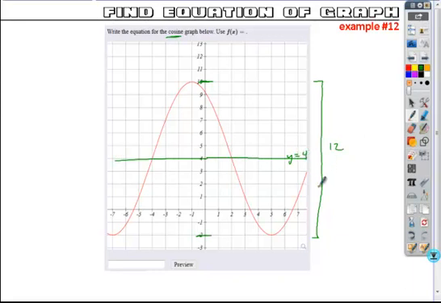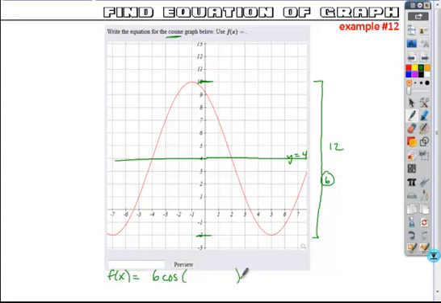Y equals 4. Half of 12 is 6. So that's my amplitude. And again, I can either count up or down by 6 to find that midline. So just by looking at that, using f of x, I have my amplitude of 6. I leave a space because I might be using positive, might be using negative. This time I'm using cosine.